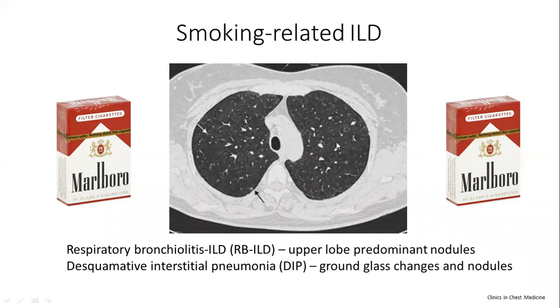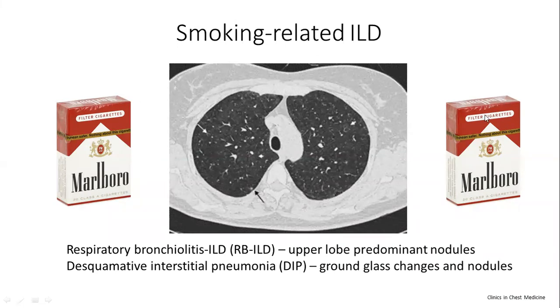Then if this kind of progresses, maybe it's on a spectrum, not sure. There's another one called desquamative interstitial pneumonia, DIP, like tobacco. You can maybe put that in your brain. And that can cause ground glass changes and nodules. So this one's a little bit more of a classic ILD, like with ground glass changes, whereas RB-ILD is just upper lobe usually, but mostly nodules.